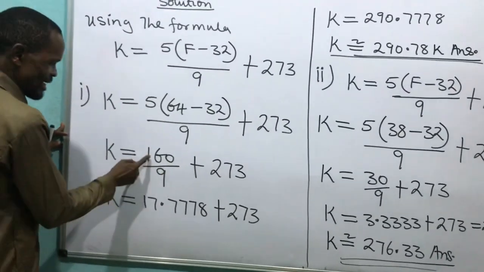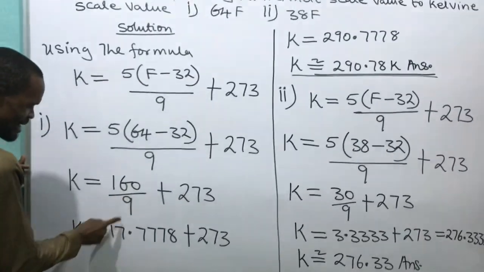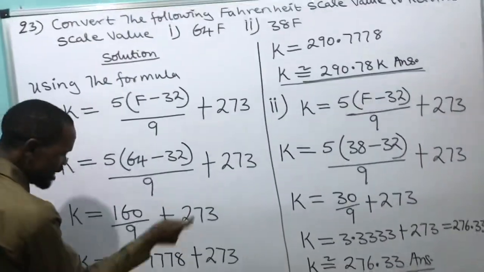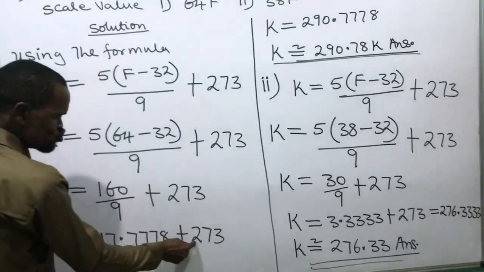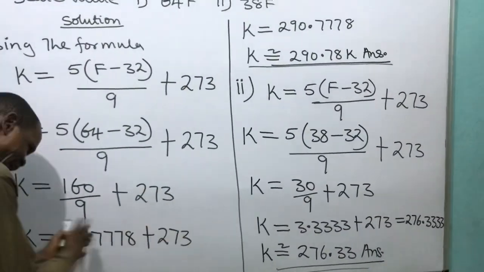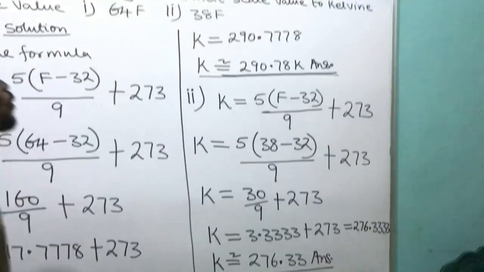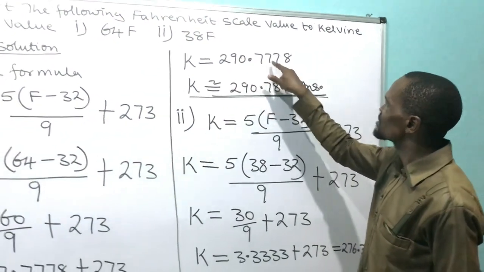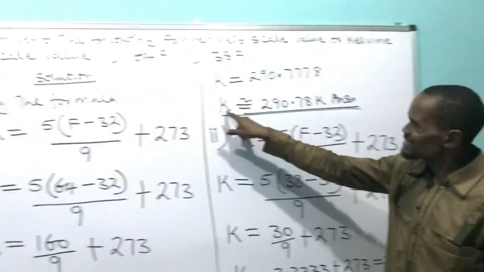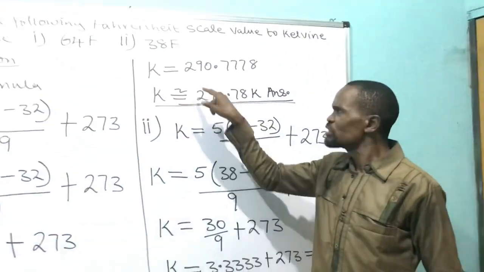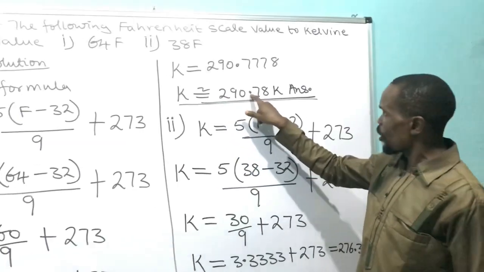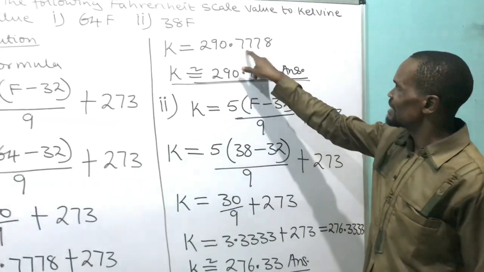Then we'll come back. This 160 divided by 9 will give me 17.7778, plus 273. Adding these two things together, I will have 290.7778. Then I will say K is approximately what? 290.78.